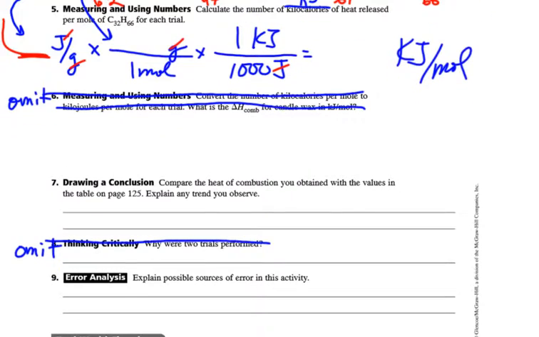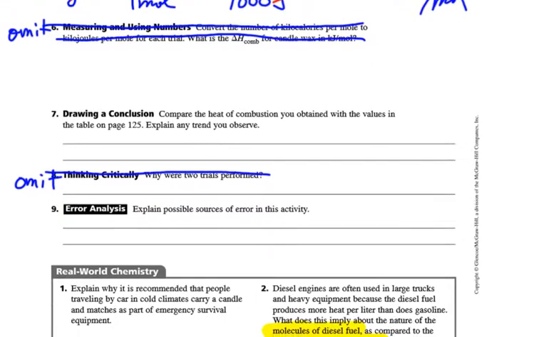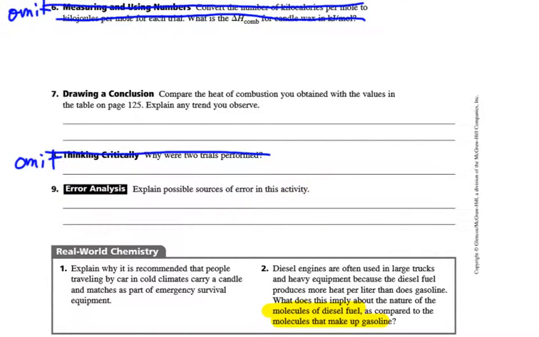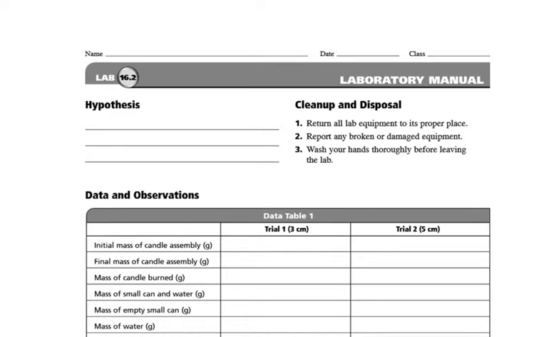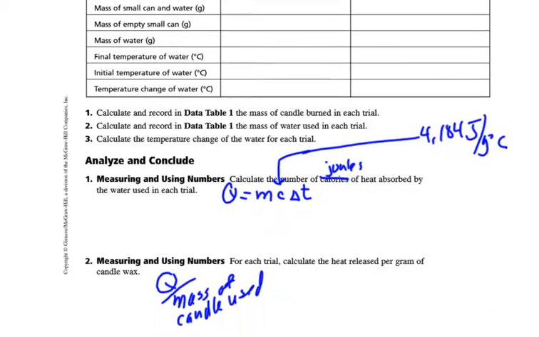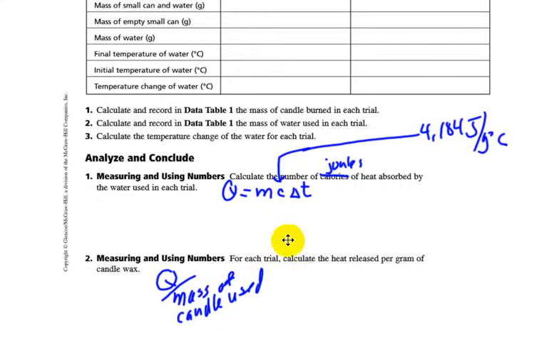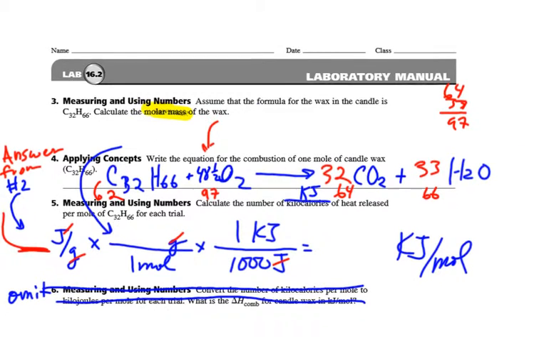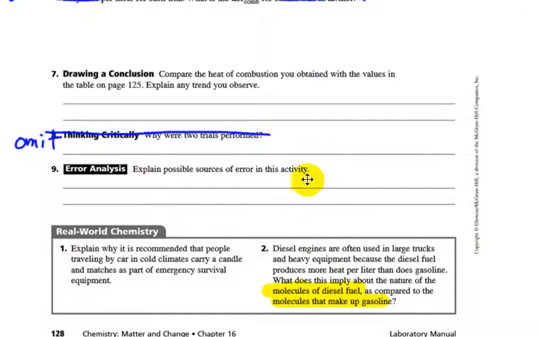All right, and lastly here, compare the heat of combustion you obtained with the values on those items I just showed you. Explain any trend you observed. At the start of the video, I gave you a hint as to what to look for there. We can omit number 8 because we didn't do 2 trials. Explain possible sources of error. And of course, the big thing here is that when we do a question like this, we're assuming 100% of energy conversion from candle wax to heating up water. Is that true? So you can talk about that, other things, etc., that you may have noticed.